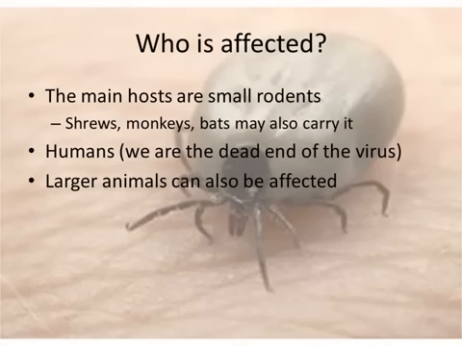So who is affected? The main hosts are small rodents. Shrews, monkeys, and bats may also carry it. Humans are the dead end of the virus, so after us, it doesn't go anywhere. Humans would catch the virus from a tick bite or contact with an infected animal, like a sick or recently dead monkey. Larger animals can also be affected, like goats, cows, or sheep, but they don't transmit the disease.